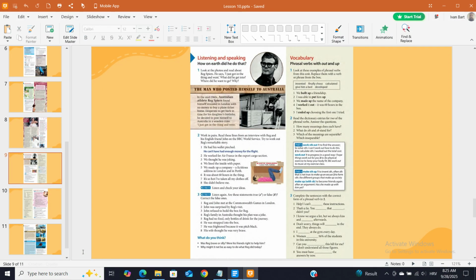3. Complete the sentences with the correct form of a phrasal verb in 2. 1. Help. I can't. 2. That's a lie. You. Didn't you? These instructions. That. 3. I know we argue a lot, but we always kiss. And. Afterwards. 4. Don't worry, things will. End. They always do.